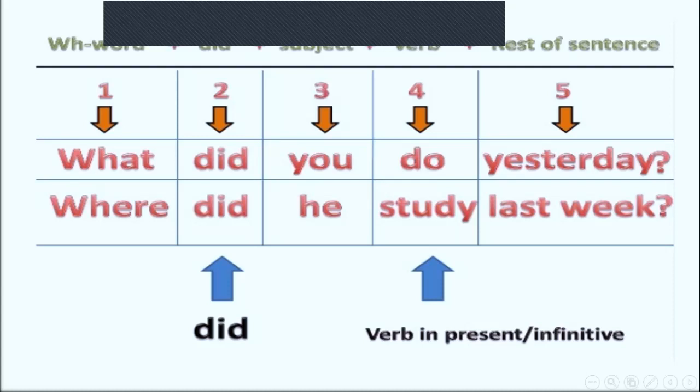Look here, my students. Verbs do and study. We use them in present, or in infinitive. Why here, my students, do we use this verb in present or infinitive? Excellent, because here we use did. If we use did here as auxiliary verb, we must also use the verb in infinitive. Again, if I use did as an auxiliary verb in the question, we must use the verb in infinitive.